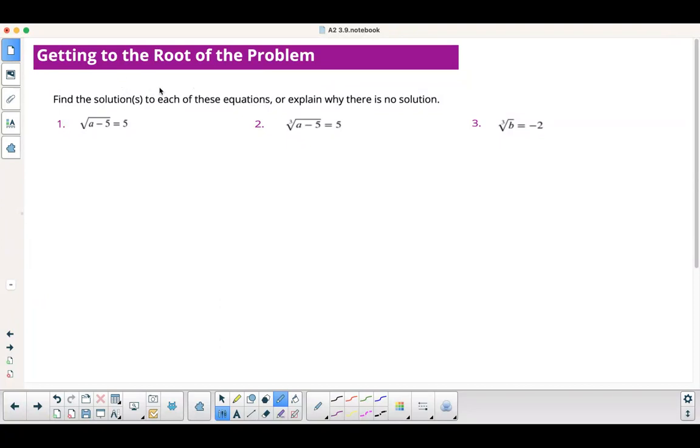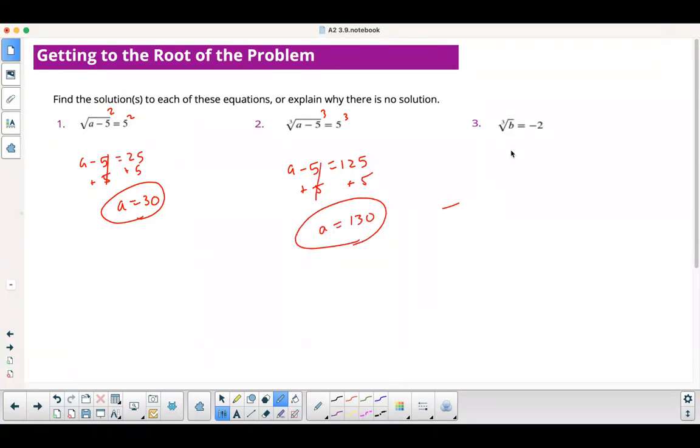All right, so find solutions to each of these equations or explain why there is no solution. Now we're going to do a little algebra here. Instead of doing it mentally, I'm going to square both sides. So I get a minus 5 equals 25. Add 5 to both sides, so I get a equals 30. Cubed root, I'm going to cube both sides. 5 cubed is 125. Add 5, 130.